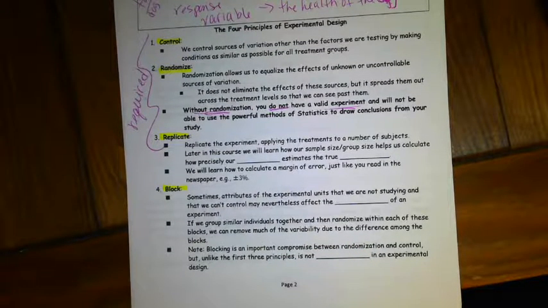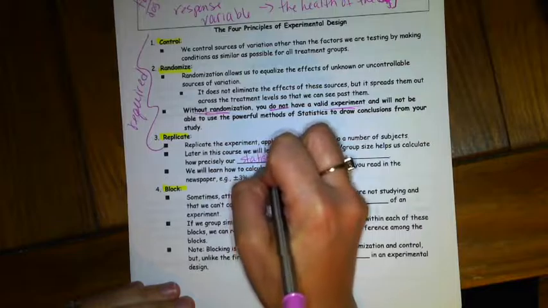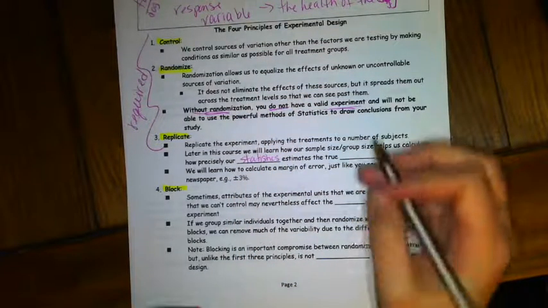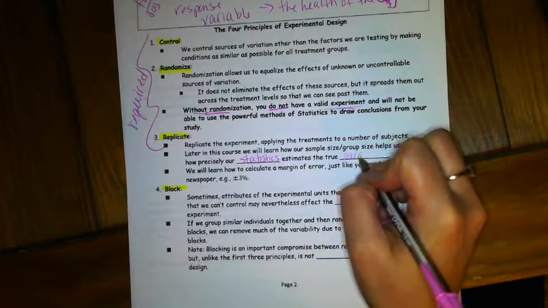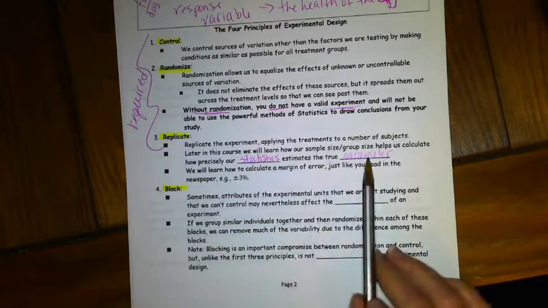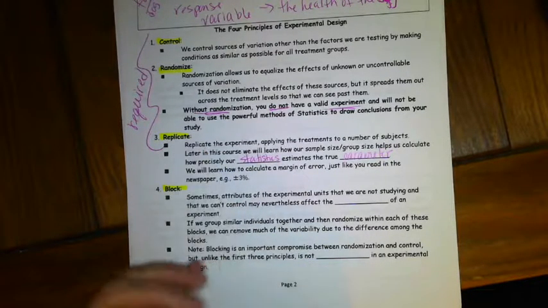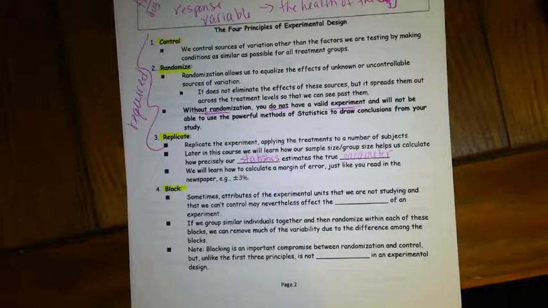Replicate. You must replicate the experiment, applying the treatments to a number of subjects. Later in this course, we'll learn how our sample size or group size helps us calculate how precisely our statistics, that's what we get from our samples or from our experiment, estimate our true parameter. And that's applying that knowledge from this subgroup to everybody. We can only really do this if we have replication, if we have a good number of people in our groups. You don't want to just have one dog in one group and one dog in another group. You want a good number of dogs.